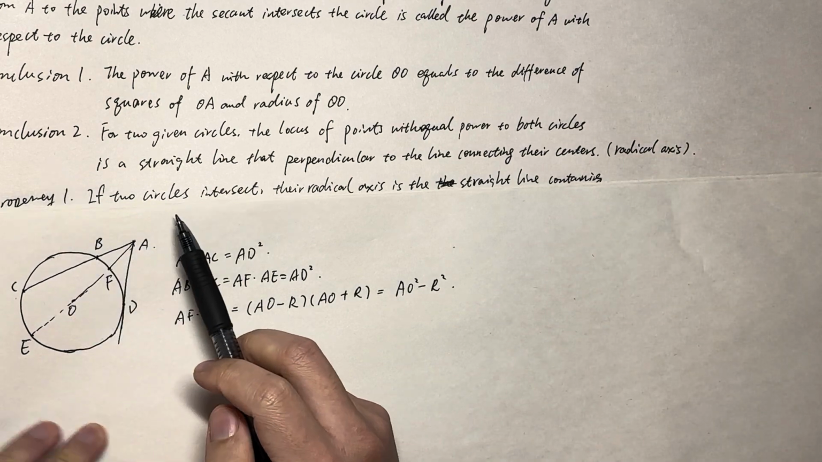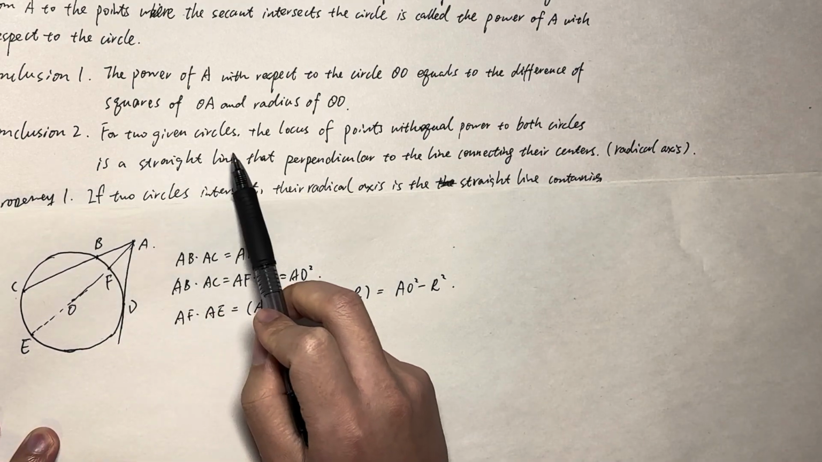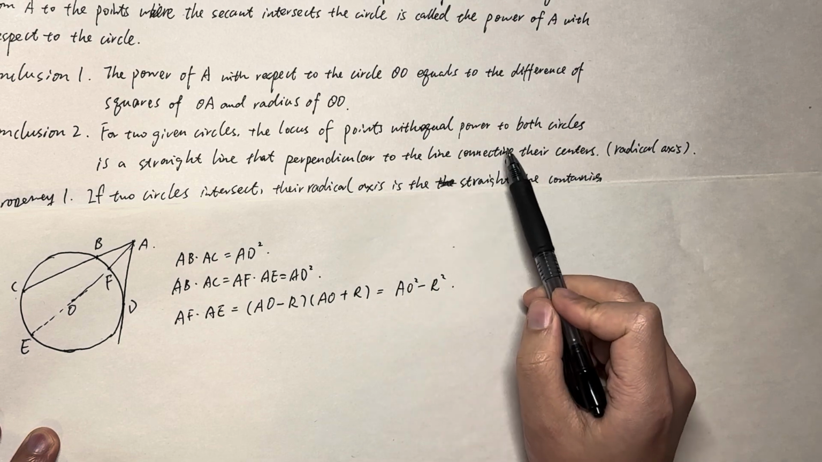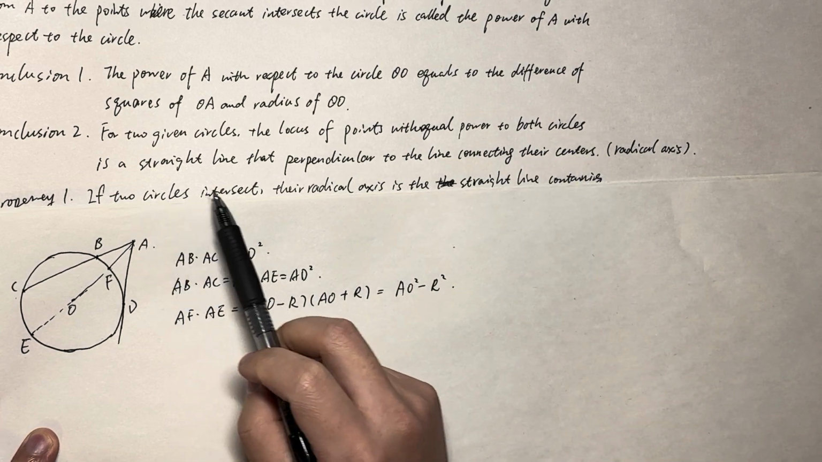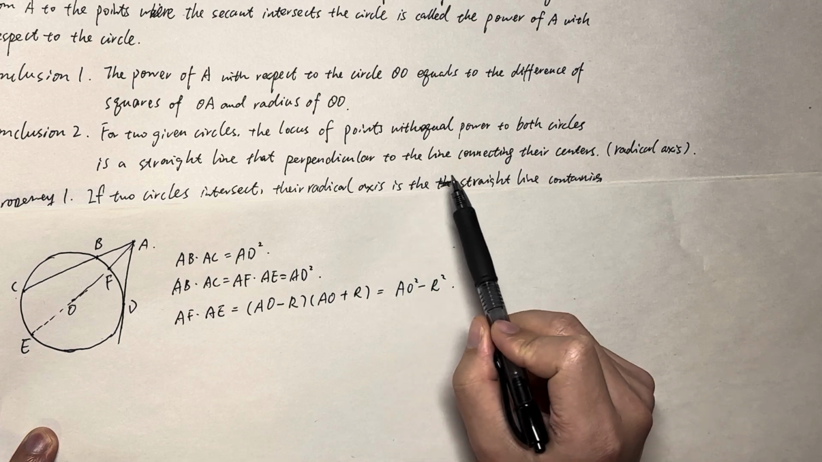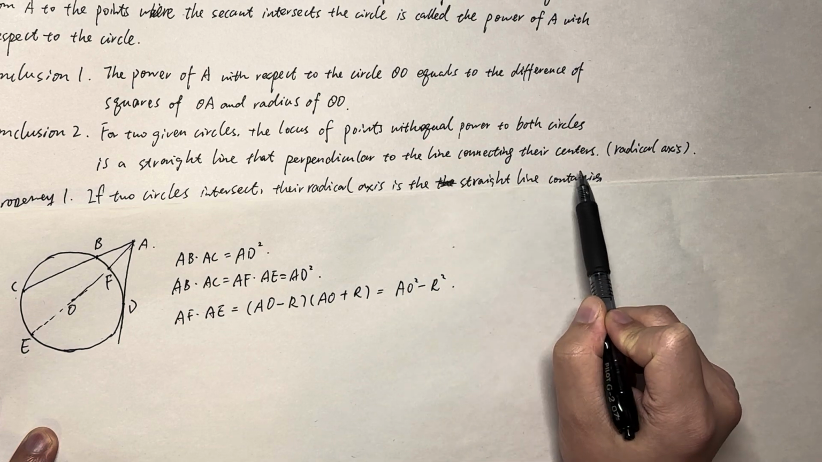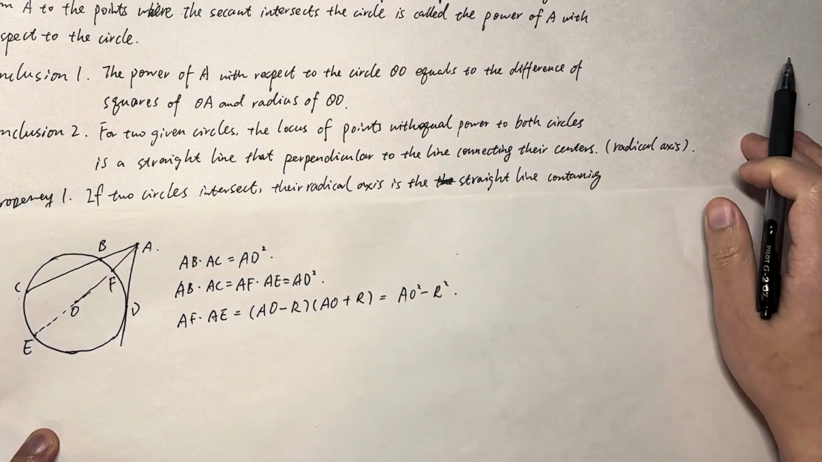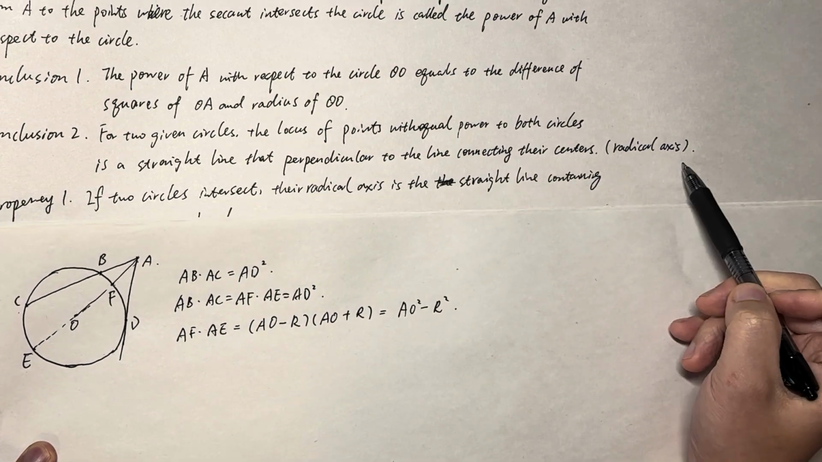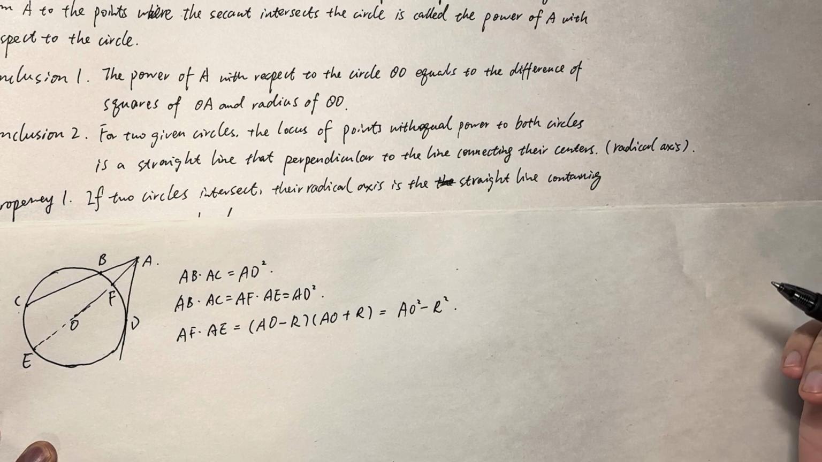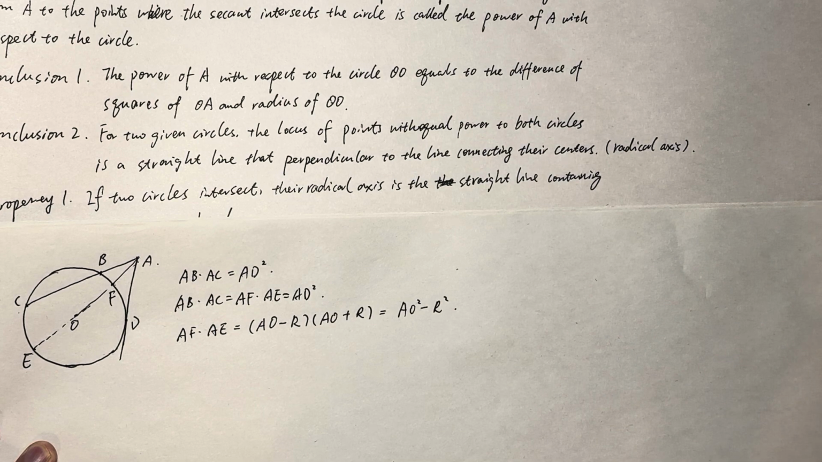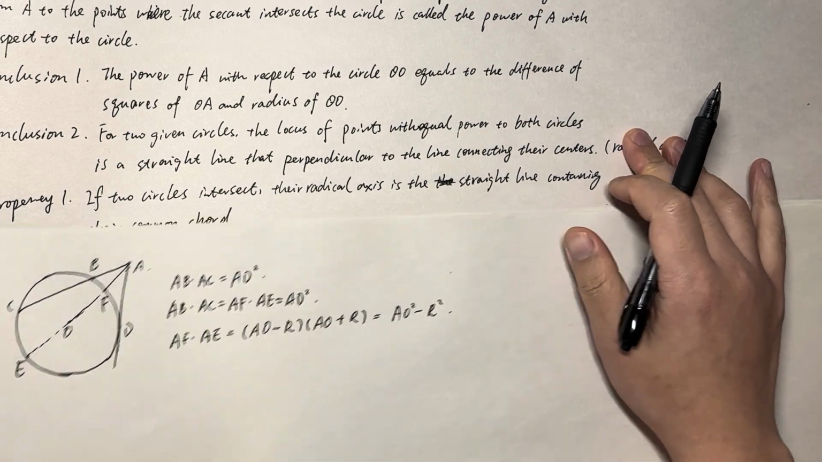Conclusion 2. For two given circles, the locus of points with equal power to both circles is a straight line perpendicular to the line connecting their centers. And we call this perpendicular line the radical axis, right? That's the locus of points with equal power to both circles. So let's prove it.